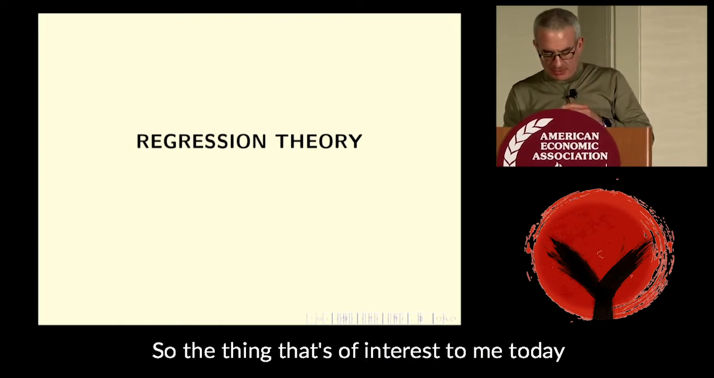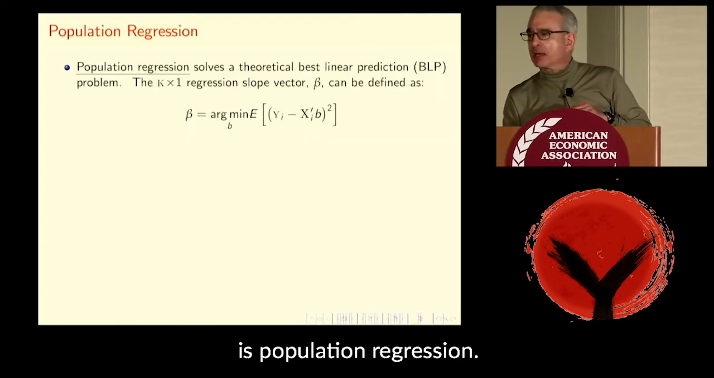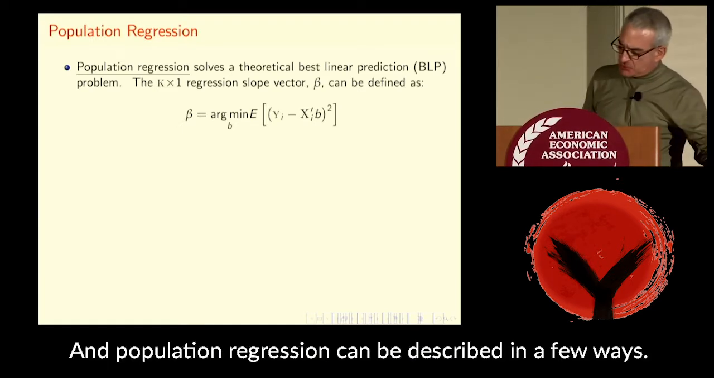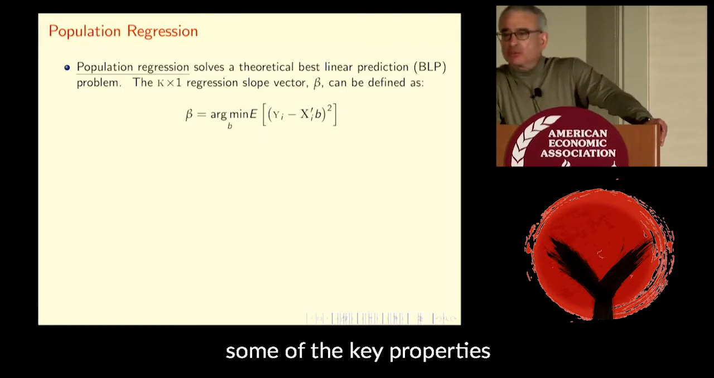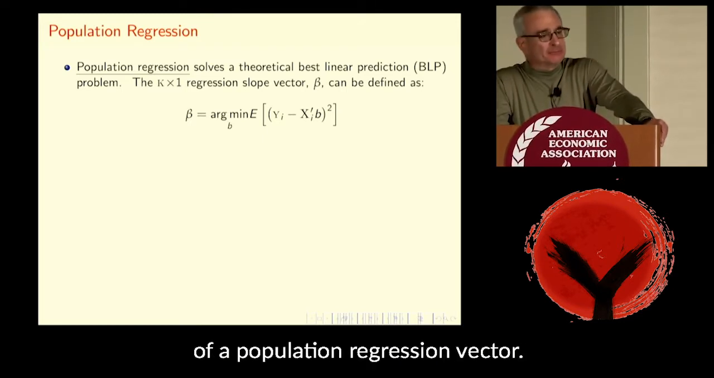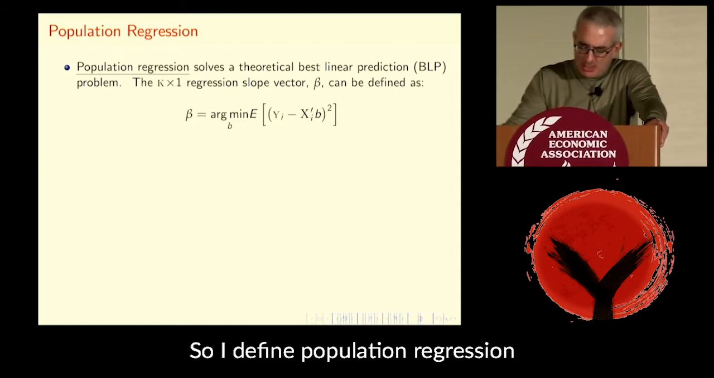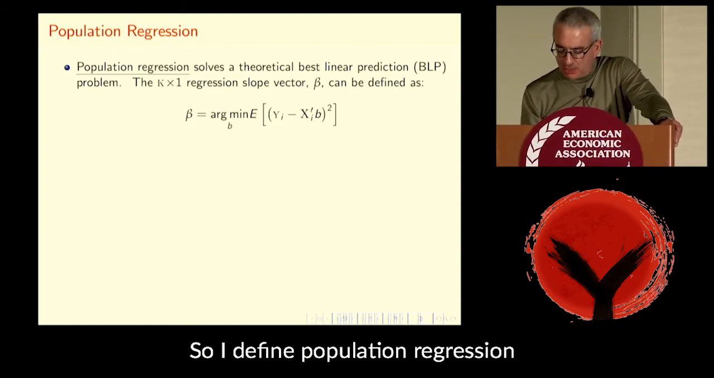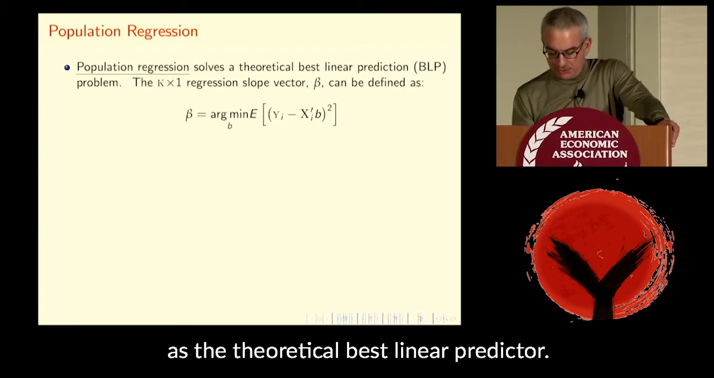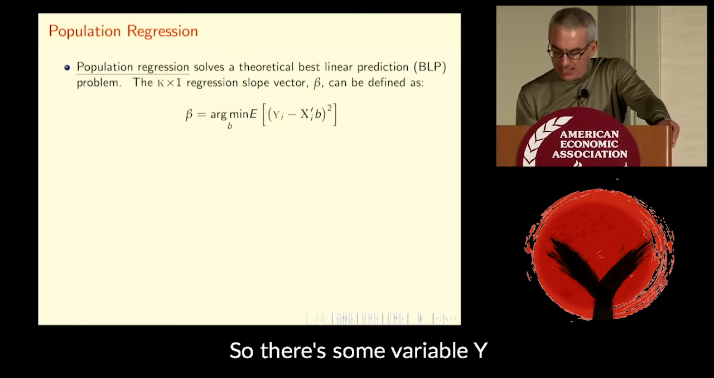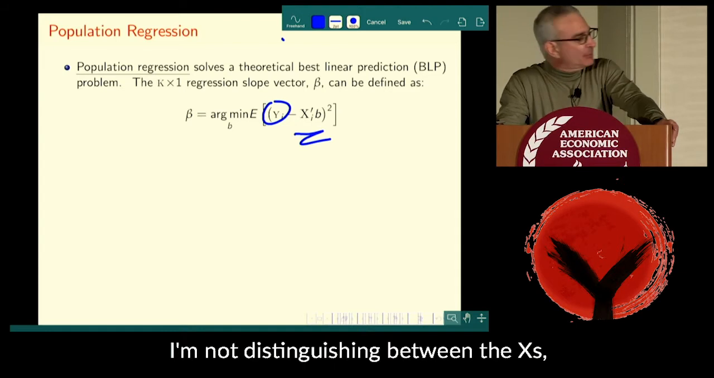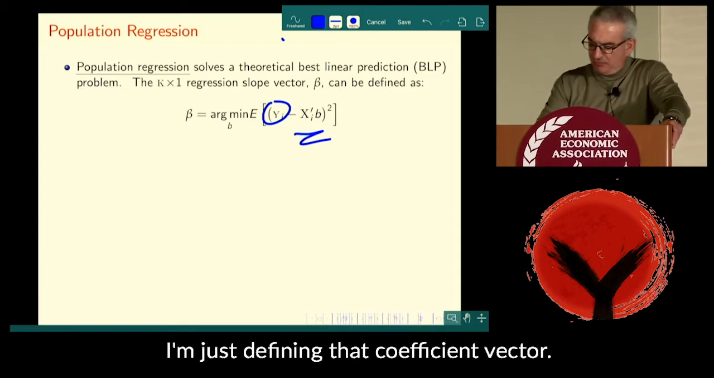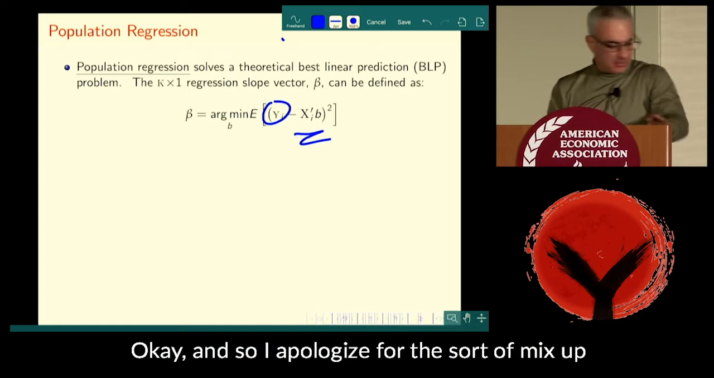So the thing that's of interest to me today is population regression, and population regression can be described in a few ways. Then I want to quickly review some of the key properties of a population regression vector. I define population regression as the theoretical best linear predictor. So there's some variable y, and you're going to use a linear function of x. For the purpose of the theory, I'm not distinguishing between the x's. I'm just defining that coefficient vector, b.